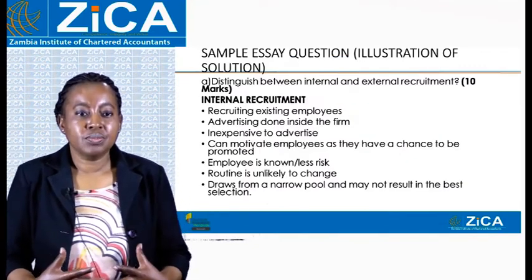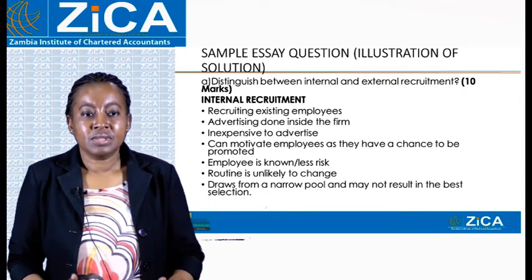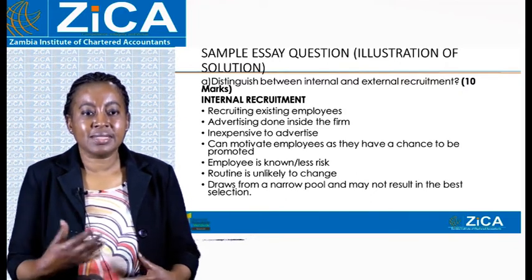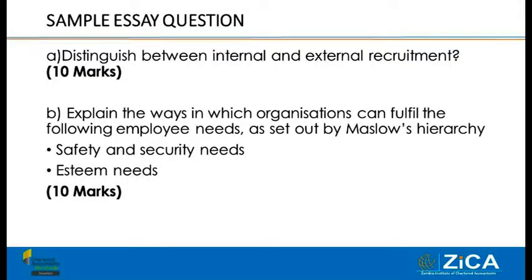I would also like to share with you a sample essay question. A says, distinguish between internal and external recruitment, which has 10 marks. B says, explain the ways in which organizations can fulfill the following needs as set out by Maslow's hierarchy. By now, you know that Maslow's hierarchy is that pyramid of needs, starting from the lowest need, physiological, followed by safety, followed by social, followed by esteem, followed by self-actualization.